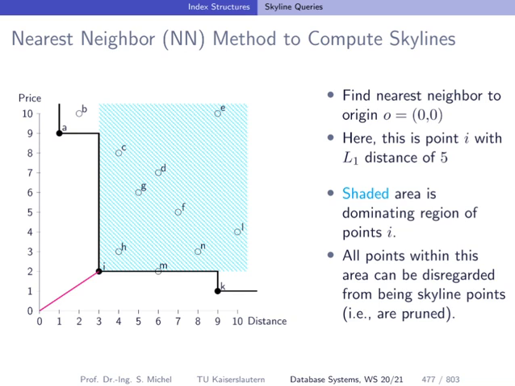Then we know that the shaded area is dominated by the point I. And all these points within the shaded area can be disregarded because they cannot be skyline points. So they are pruned away. But we are still not done yet because there are also regions here which are not shaded. And as you can see here, of course, A and K are skyline points, so you have to find them as well.